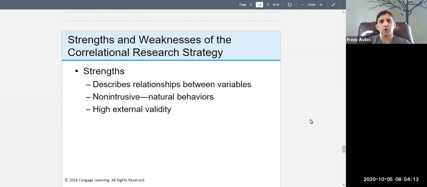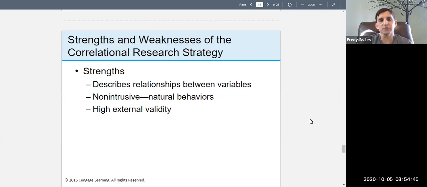Strengths and weaknesses of the correlational research strategy. So the strengths, okay, you can describe the relationships between variables, and relationships can tell you things, right? It's also non-intrusive, right? You can look at natural behaviors. You can determine correlations among things you observe or things that you measure, right? You don't do experiments. That would be very obtrusive, by the way, the opposite of non-obtrusive, and that wouldn't be natural in an experiment.